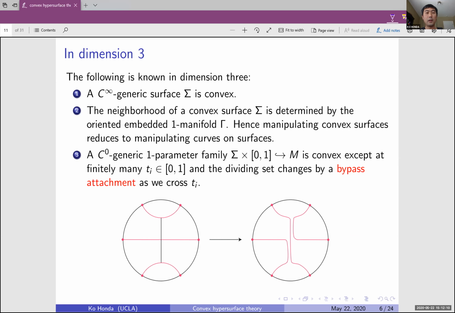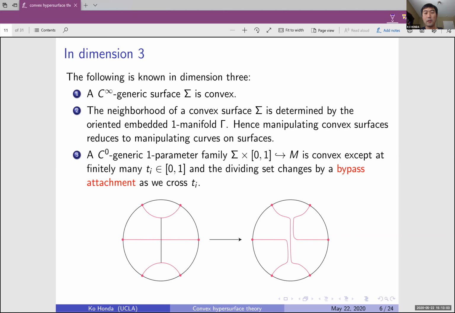The next thing is that a C zero generic one parameter family sigma cross [0,1] embedded into M is convex except at finitely many times Ti, and the dividing set changes by an operation called the bypass attachment as we cross Ti. Okay, so suppose now you have a family of embedded surfaces, and you sort of try to sweep out part of the manifold with this. And what you find is that at most times it's going to be convex, and at certain finite, fixed times, you're going to have some sort of bifurcation in this dividing set.